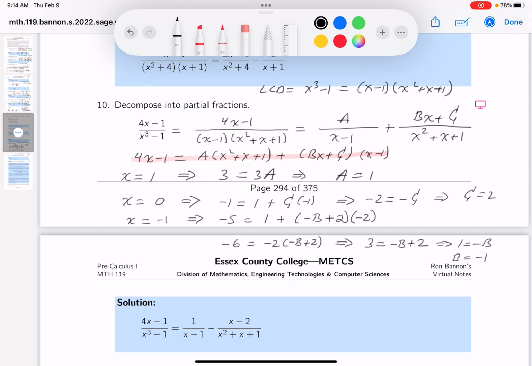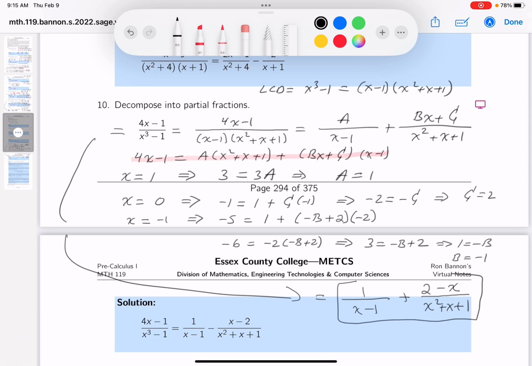All right, let me write this down for you. I'll write this over here. And what was A? A was 1, so I'm going to write that down for you. It's 1 over x minus 1. And then the B, I'm going to write this over here. It's going to be plus. I'm going to write a little different order, by the way. The C was 2, and the B was minus 1. So put this over here, and the bottom is x squared plus x plus 1. This is a fine answer.